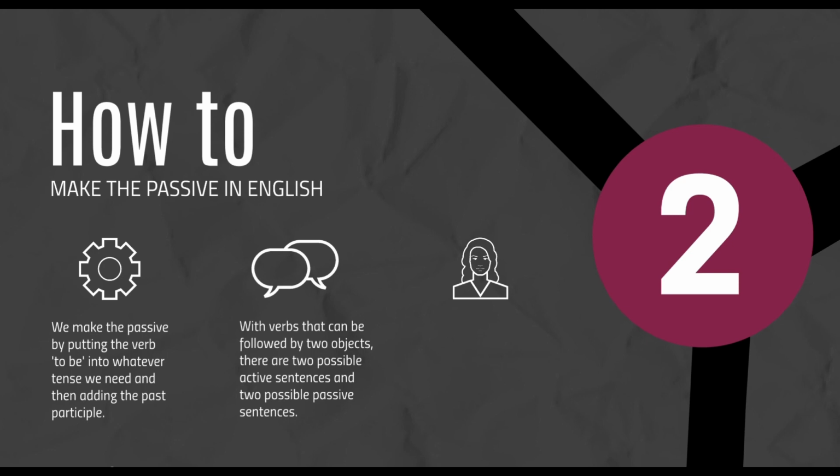So the two possible sentences in the passive voice are: the book was given to me, and I was given the book. The subject of the active voice does not disappear in all cases. It only does when it has no importance in the sentence. If it appears, it is preceded by the preposition by. Let's see some examples.